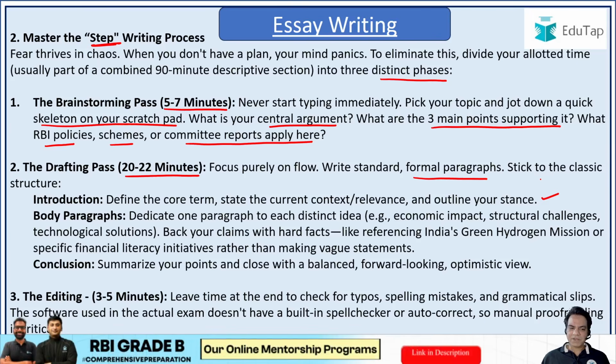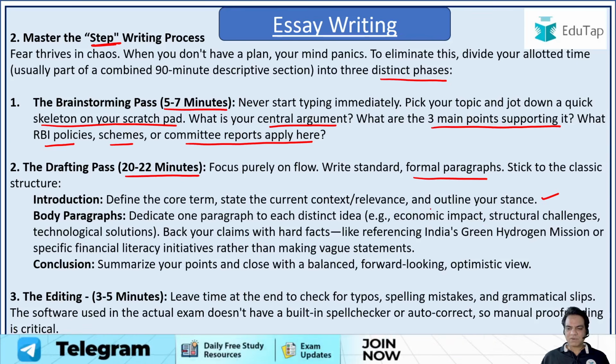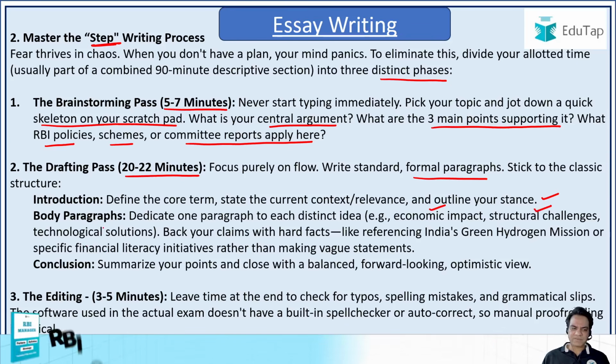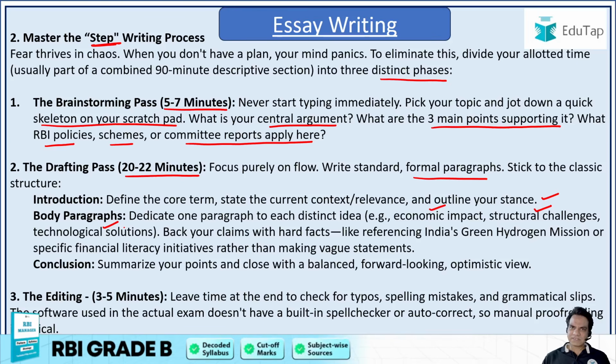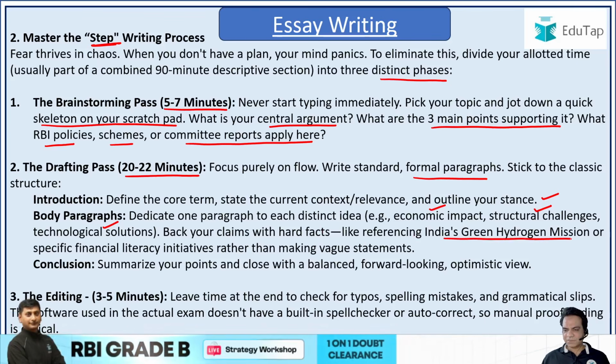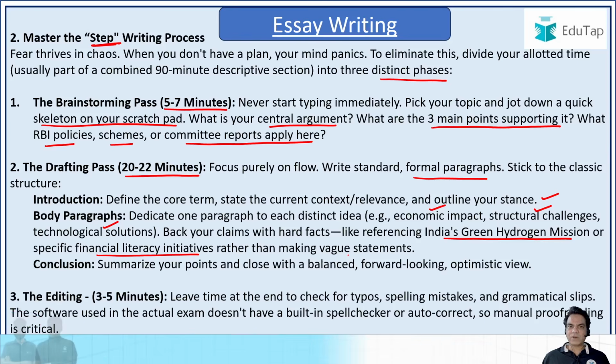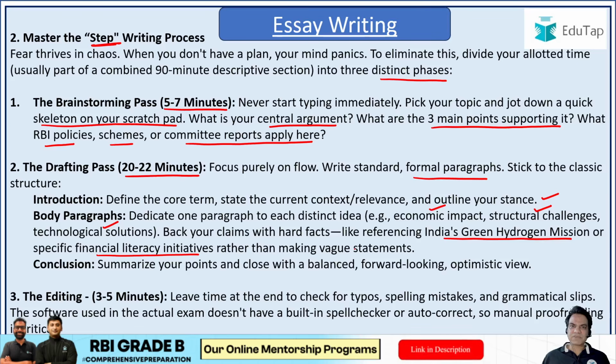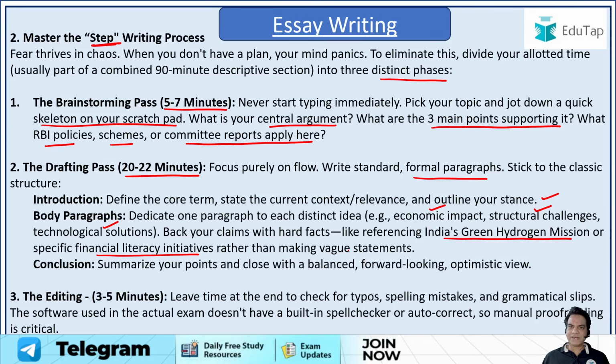Then in the body paragraphs, dedicate one paragraph to each distinct idea. Let's say, for example, one paragraph for the economic angle, one paragraph for structural challenges, one paragraph for technological solutions. So segregate your essay into different paragraphs. Back your claims with hard facts, like referencing India's green hydrogen mission or specific financial literacy initiatives, rather than making vague statements. So do not make opinionated or vague statements. Write specific points and specific data for your body paragraphs.